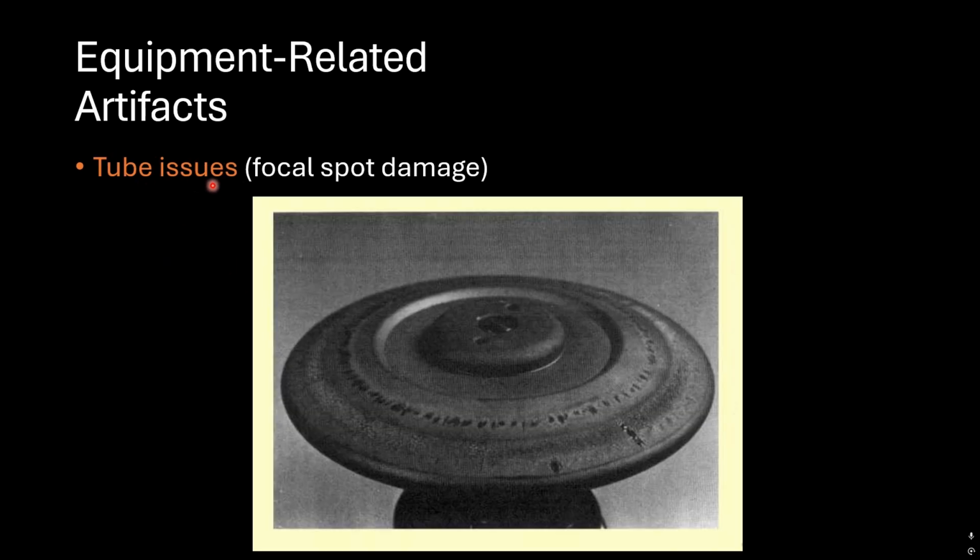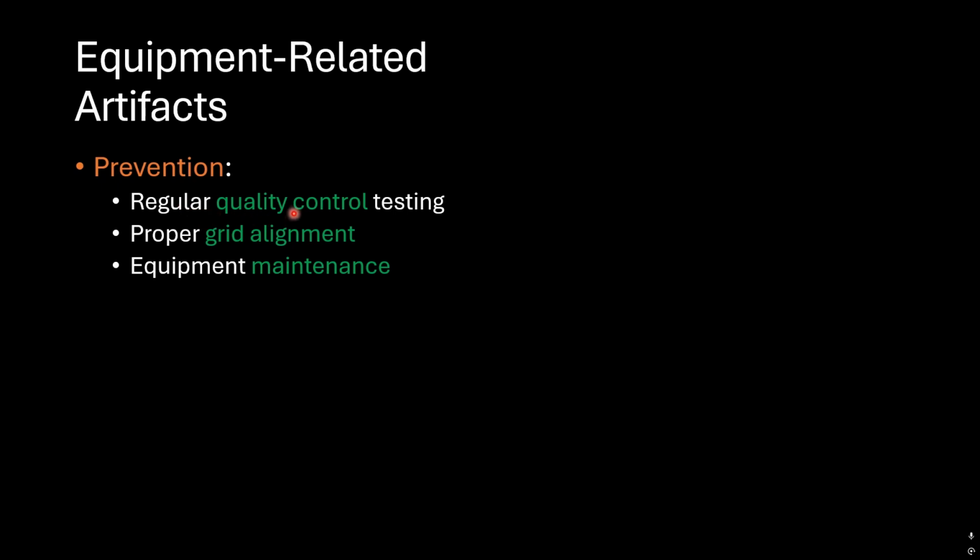Next we have tube issues, for example, focal spot damage. To prevent such things, regular quality control testing should be conducted. This is why the medical physicist does his or her quality control tests every year, to make sure that all the equipment is good to be used during the year. And also the company itself can do its own quality control.